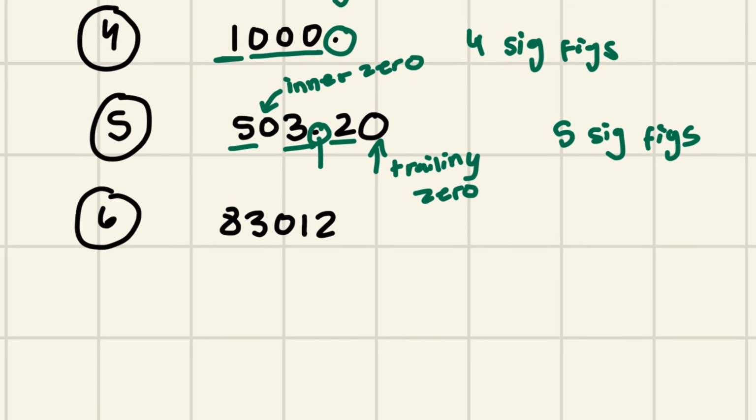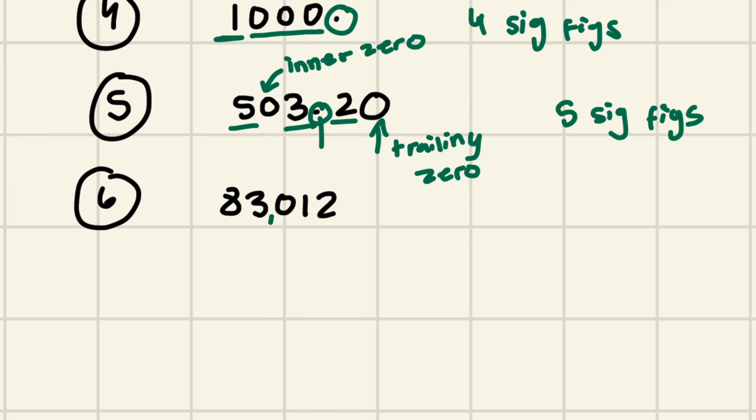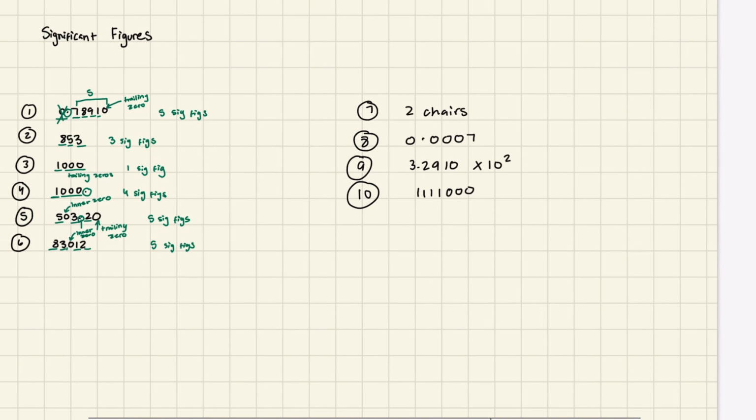Okay, next one. We have 83,012. Let's see. So 8 is non-zero, 3 is non-zero, a 0, but between, let's see. So this is an inner 0, and it's between 2 non-zero digits. So we count it. So 1 is a non-zero, 2 is a non-zero. So we have 1, 2, 3, 4, 5. 5 sig figs.